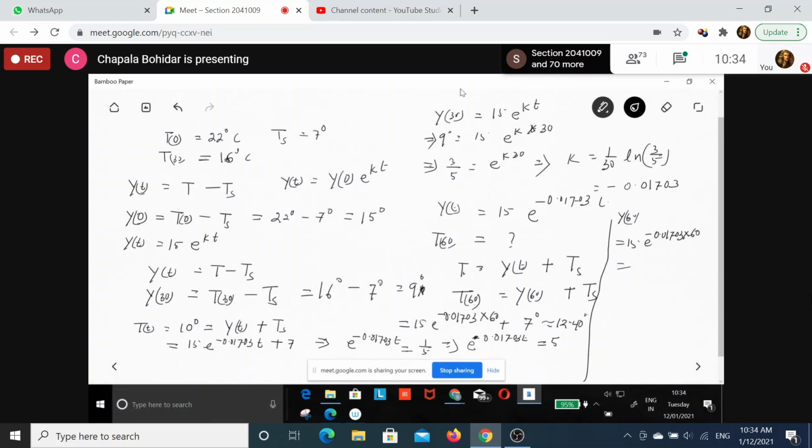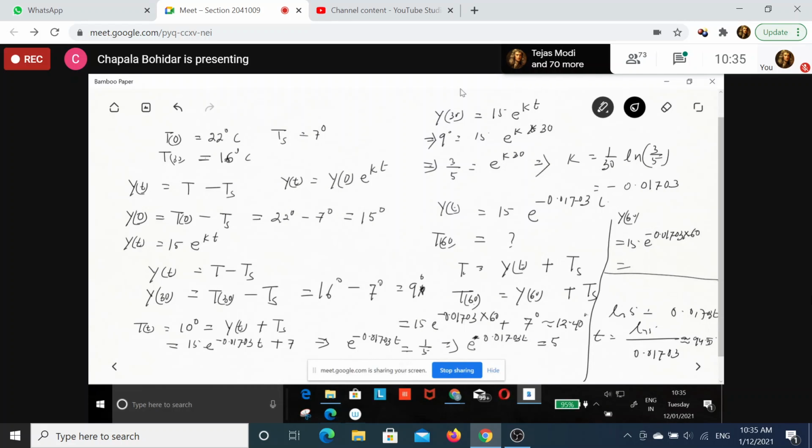So ln of 5 is equal to 0.01703 t. So t is equal to ln 5 divided by 0.01703. What is the value on your calculator? It is 94.5.